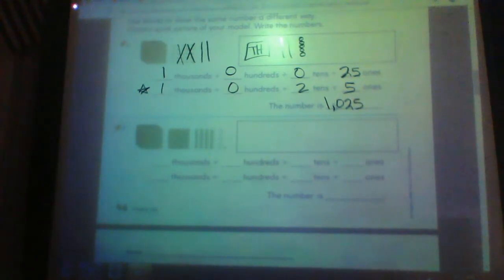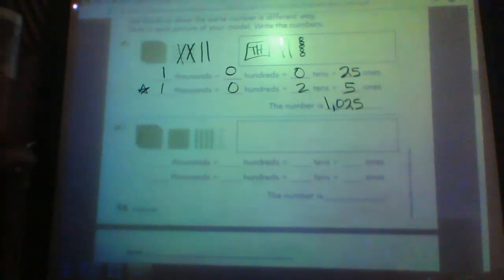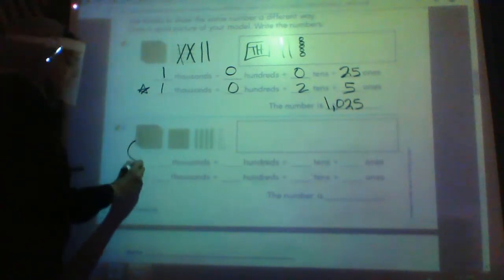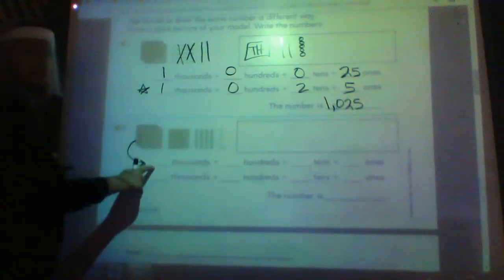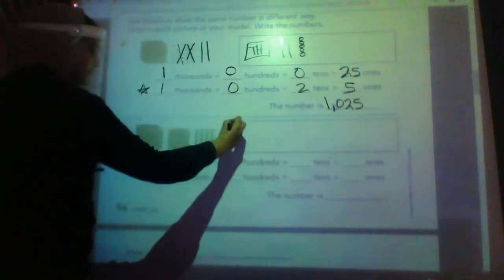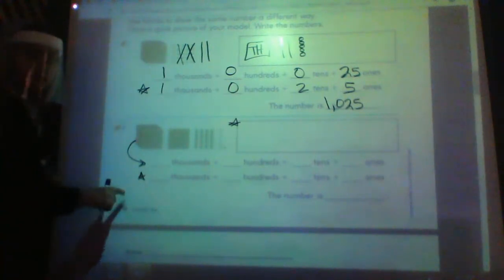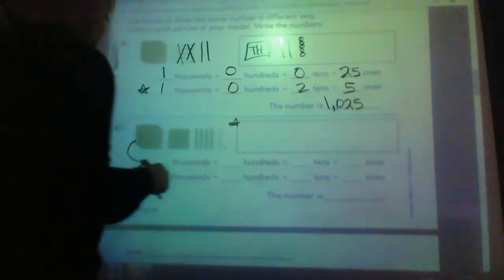All right, let's look at number 2. Remember, the first picture, the picture they drew, is what we're writing here. This is their picture. This is where we're filling in that information. This is our picture. This is where we're filling in that information. Okay? All right, so let's look at their picture first, because that's the easy part. All we have to do is write it down.